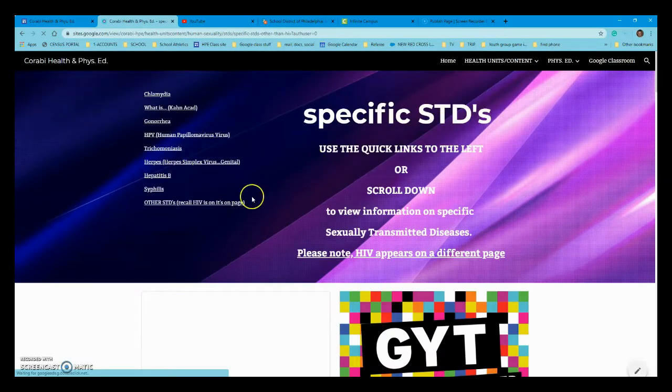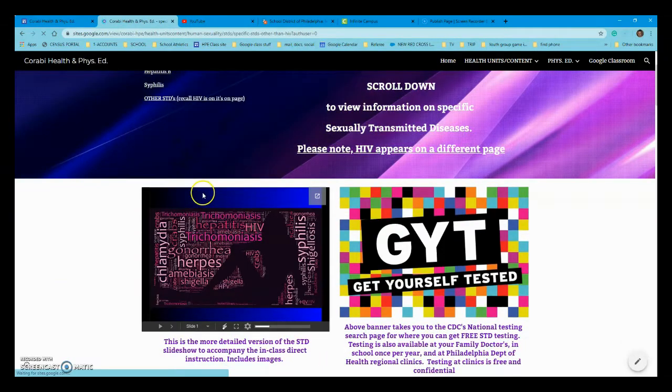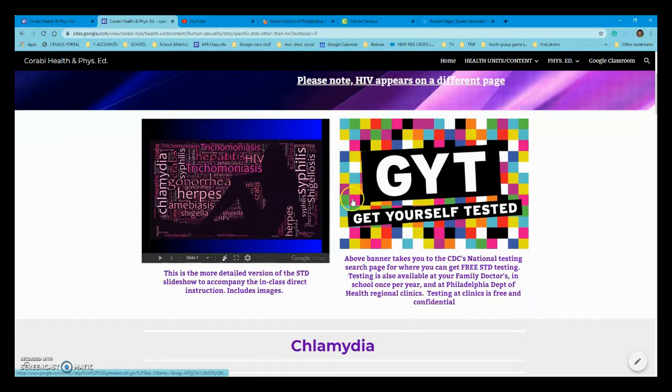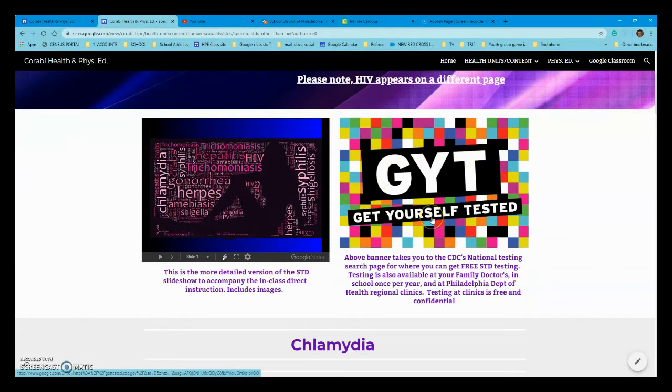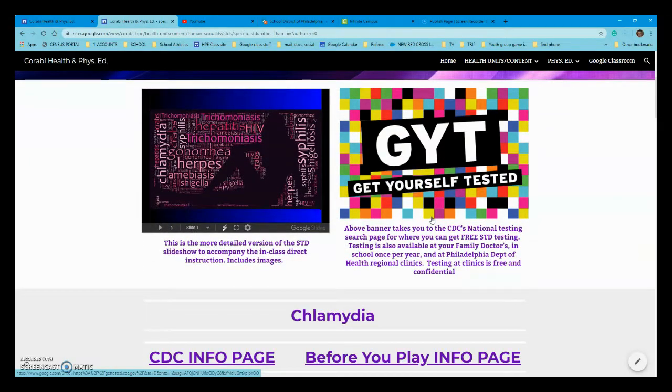On the page that says specific STDs, as you scroll down, there's a more detailed slideshow, much more detailed than the one that I just went into. There's a link to the Get Yourself Tested campaign, which is also on the regular STD page.